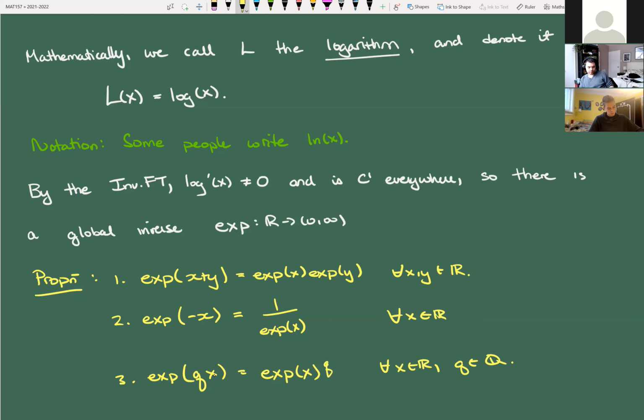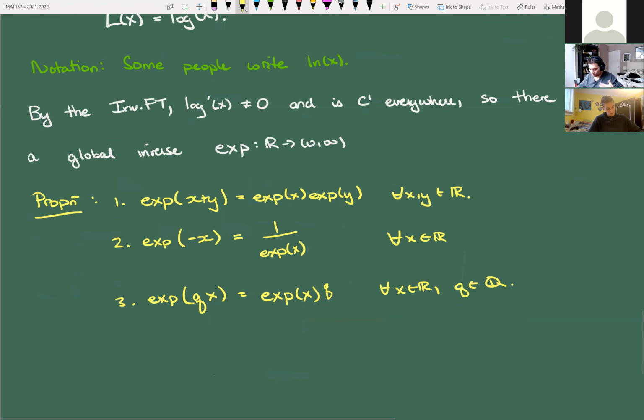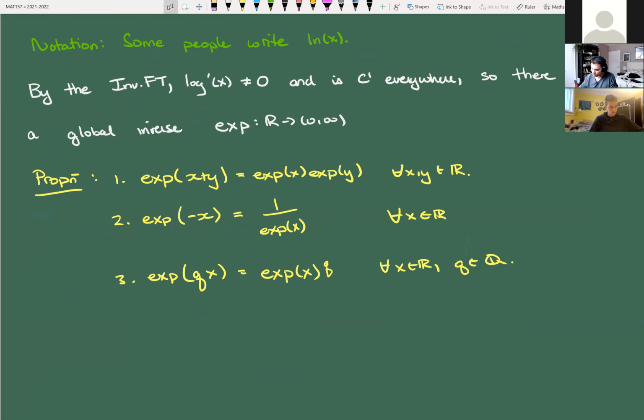Okay, so all three of these properties, I recommend that you give them a shot if you haven't. They just follow from the properties of the logarithm, because they effectively are the logarithm properties, but sort of reversed for the inverse function. The only one that has a little bit of a trick is number one. So I'm going to prove number one for you, just so that you can see what the trick is.